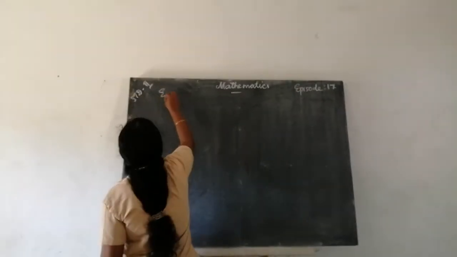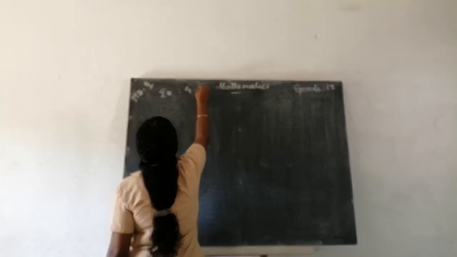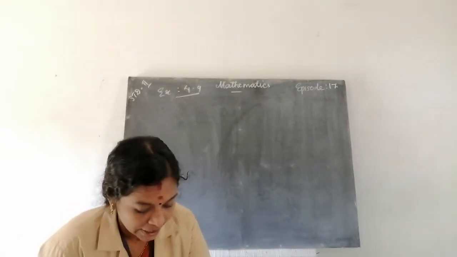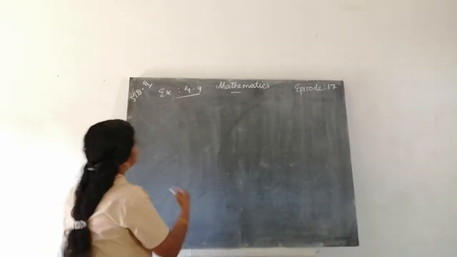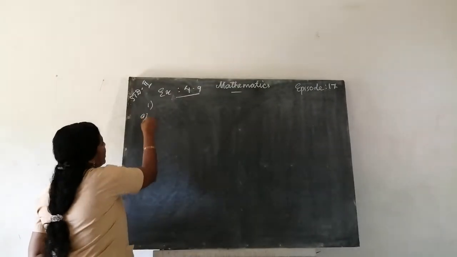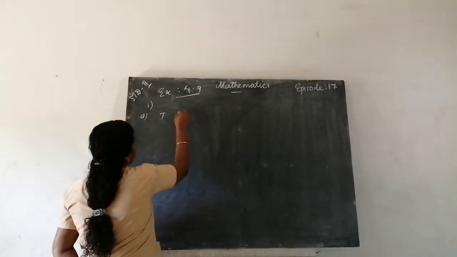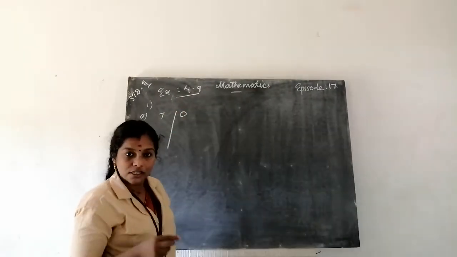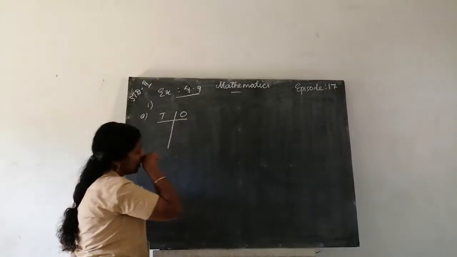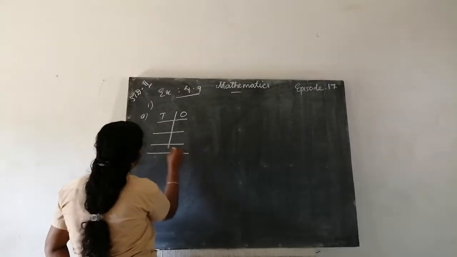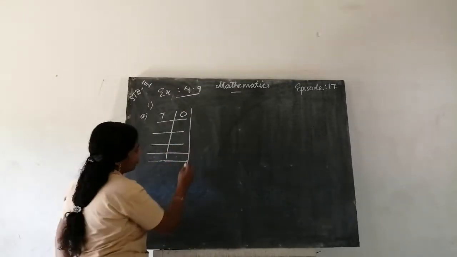4.9 exercise, 4.9 subtraction. Okay, then we are going directly to the questions. First one, question number A. There are some questions in a table. Friends, first of all I will write the questions. After that we will explain the answers. First question.